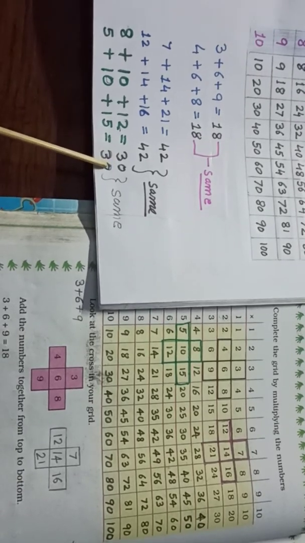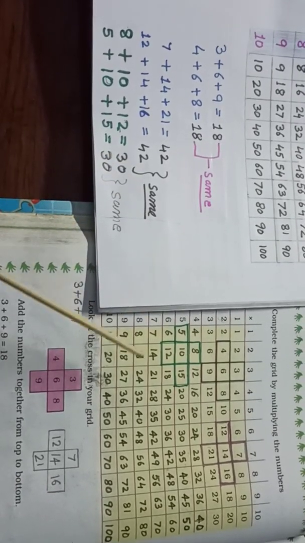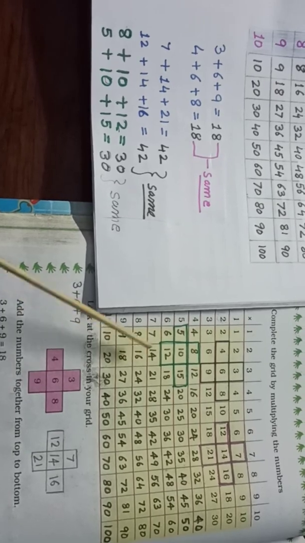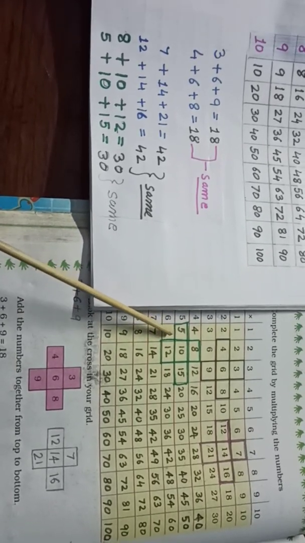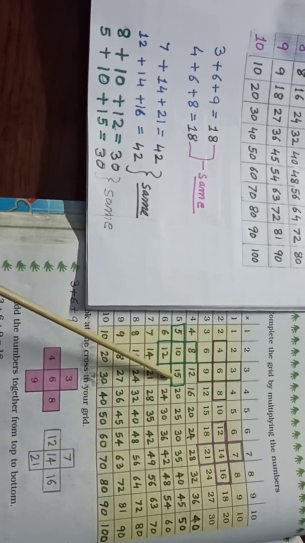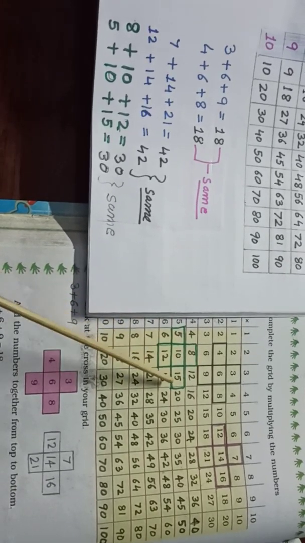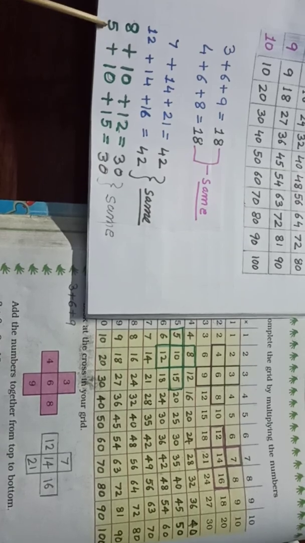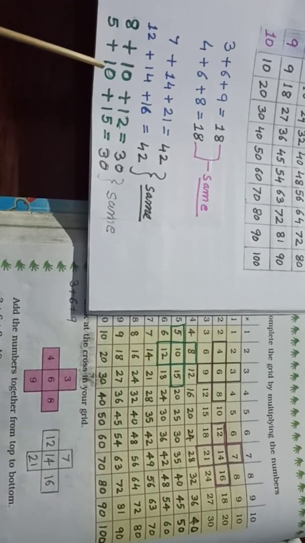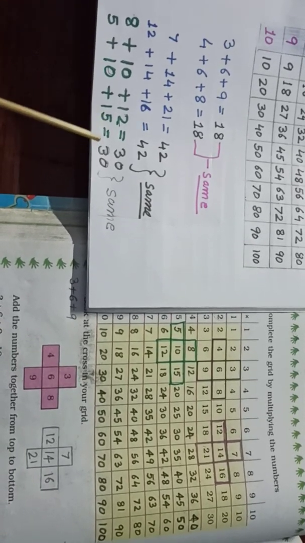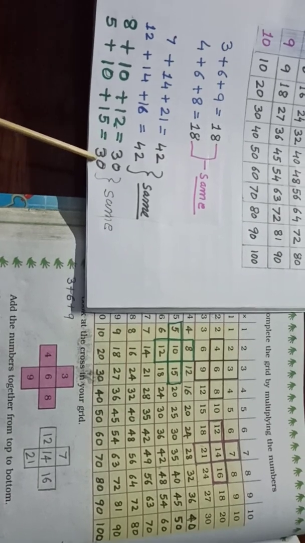Okay. Now, let's add the numbers together from left to right. Okay. So, what is the number? 5 plus 10 plus 15. So, if we add 5, 10 and 15, we get 30. Okay.